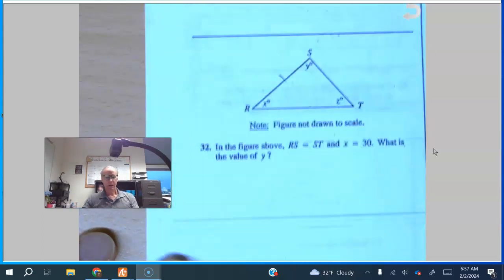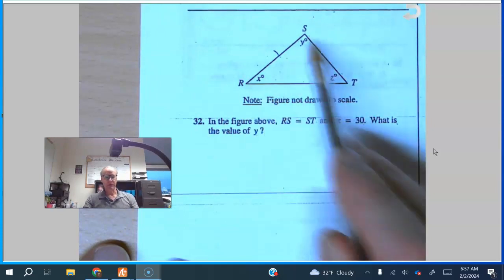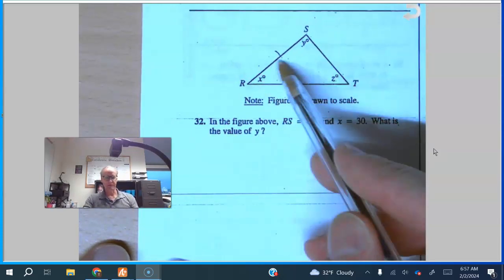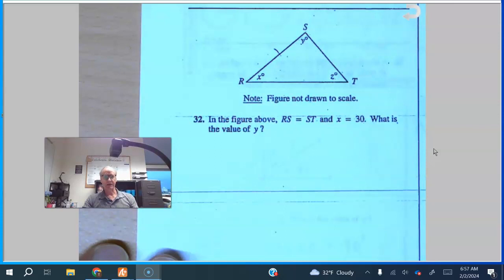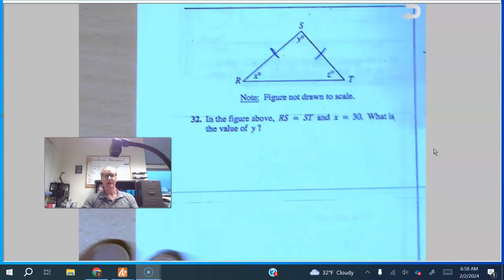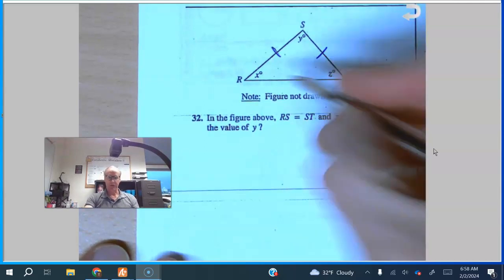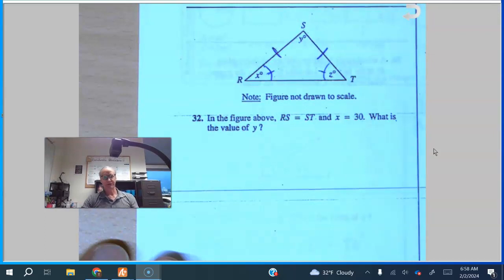Anyway, this is a triangle problem. It looks like the three sides are different. This is just a copy mistake, so it isn't. There's no marks on it. In the figure above, RS equals ST. Oh, RS does equal ST. Those marks do matter. So obviously X and Z are equal. That's because isosceles triangles have equal base angles. And it says that X equals 30. What is the value of Y?